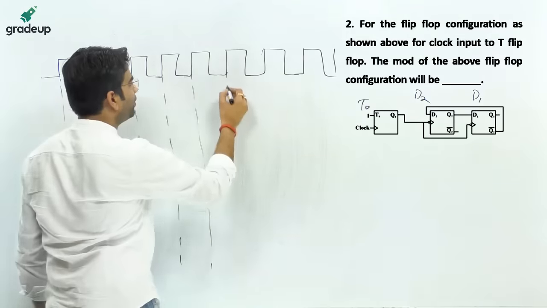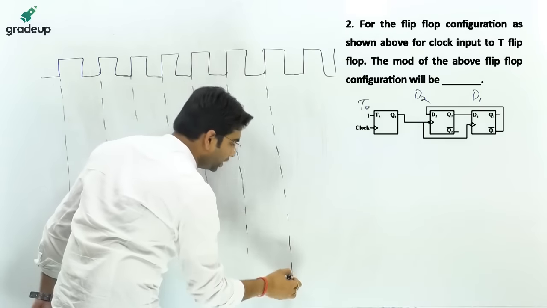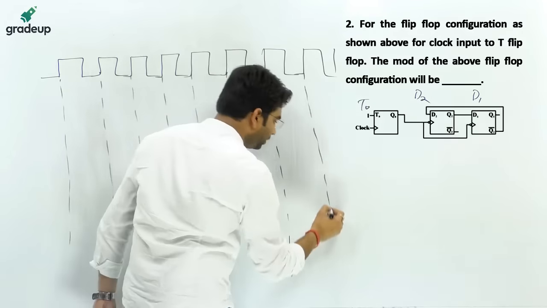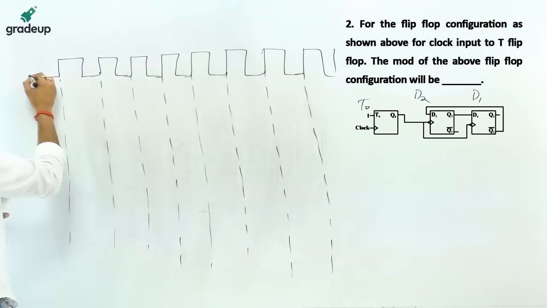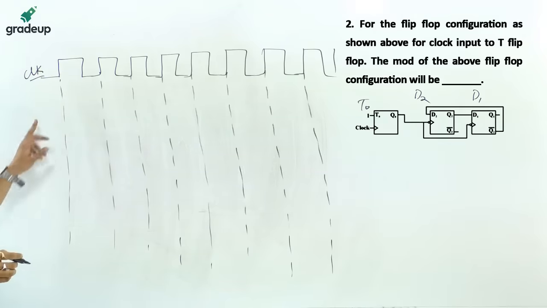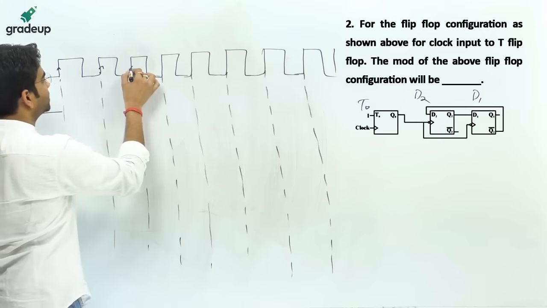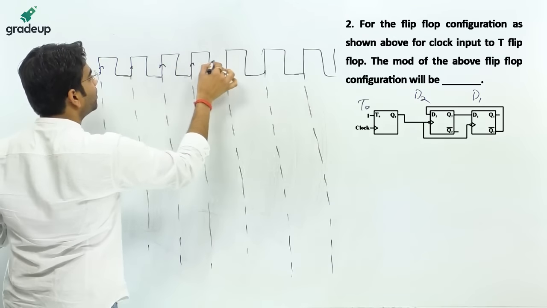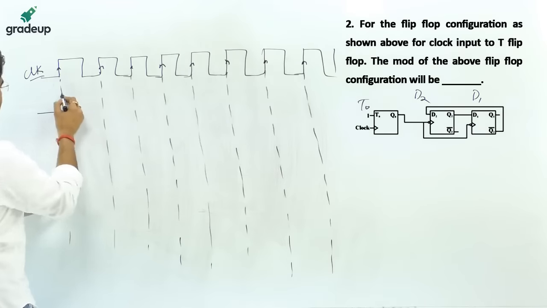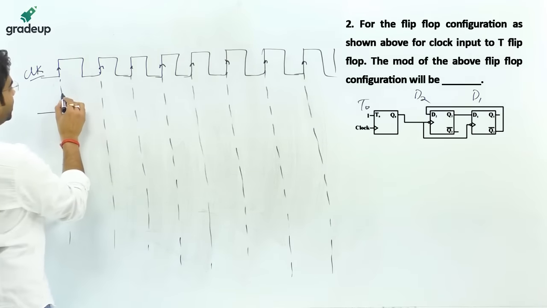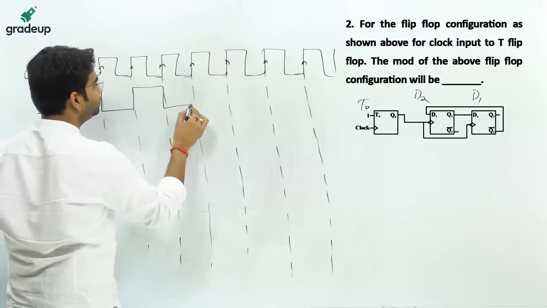See my friends, you have to be very alert about where the clock is being fed from. In the expressions, it is the clock which is fed. T0 will toggle on the positive edges. Positive edge toggled, again positive edge toggled.